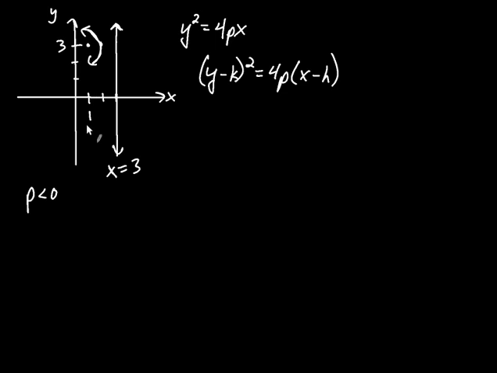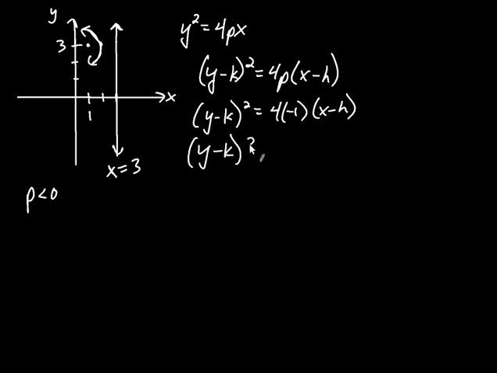So the easy part is p. First of all, p is less than 0. And remember, the absolute value of p is the distance from the vertex to the focus. So that distance is 1, but we know p is less than 0, so p must be -1. So we can write that in: y minus k squared equals 4 times -1 times x minus h. So we're looking at y minus k squared equals -4 times x minus h.